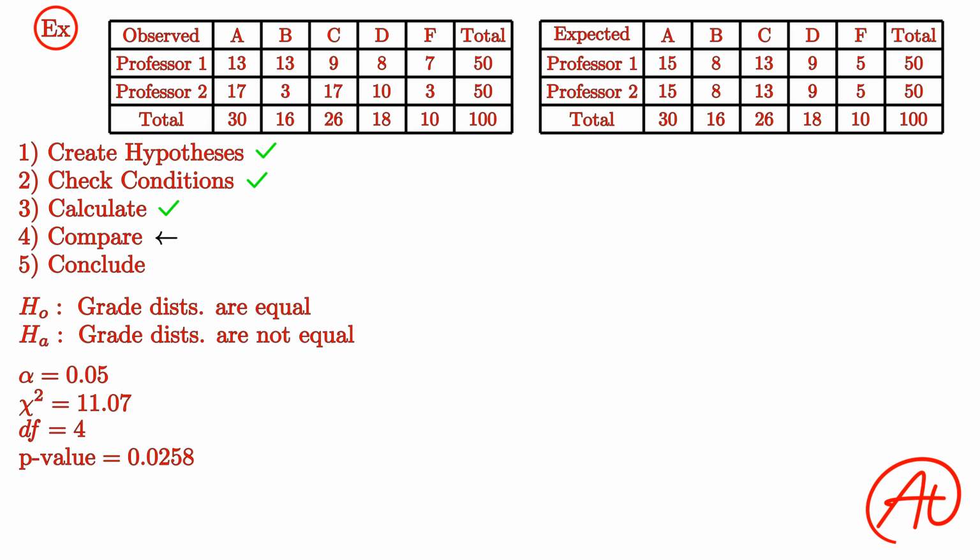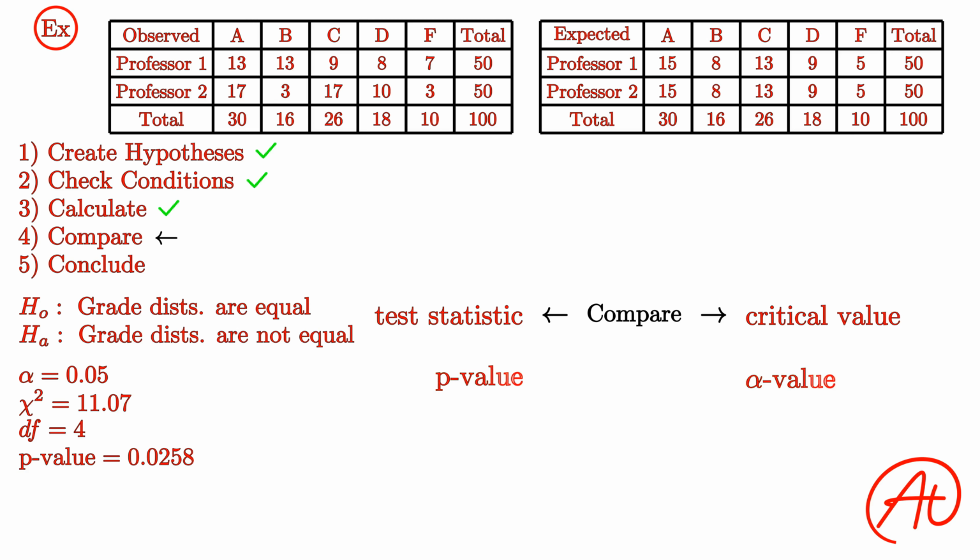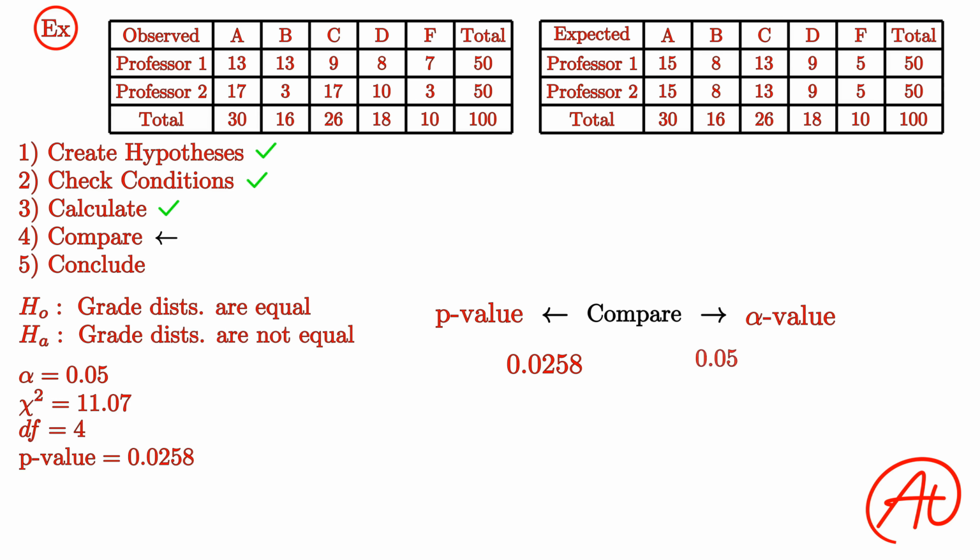Now that we have our test statistic and p-value, we can compare these to our critical value or alpha value. As a reminder from my previous video, to make this comparison, you can either compare your test statistic to your critical value or your p-value to your alpha value. Since we have our alpha value given in the problem and we just calculated our p-value, let's compare those two. It works out the same no matter which way you do it. Okay, to compare our p and alpha values, we just need to determine which one is bigger or smaller. With a p-value of 0.0258 and an alpha value of 0.05, the p-value is less than the alpha value.